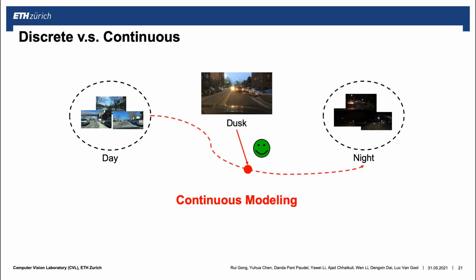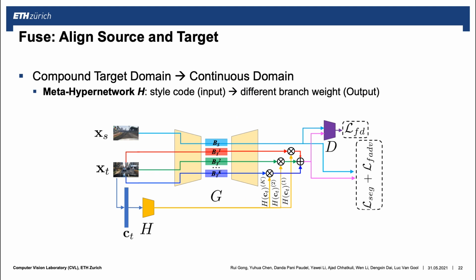In order to model the compound target domain continuously, we propose the fuse module. In the fuse module, we adopt the meta-hypernetwork to combine different subdomains. We input the style code of the image into the hypernetwork and output the weights of different subdomains. Then, the weights are used to weight different subdomain branches to get the final output. Then, we introduce the update module to deal with the open domains.